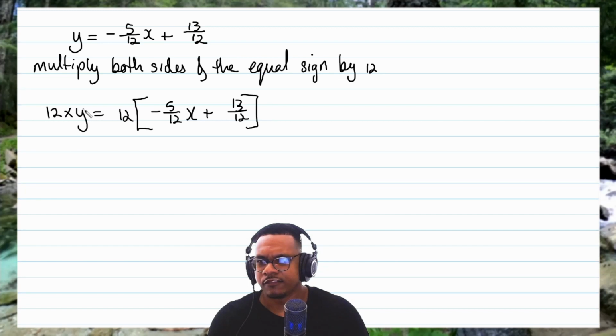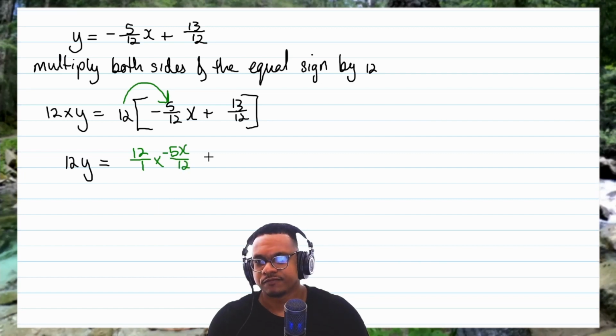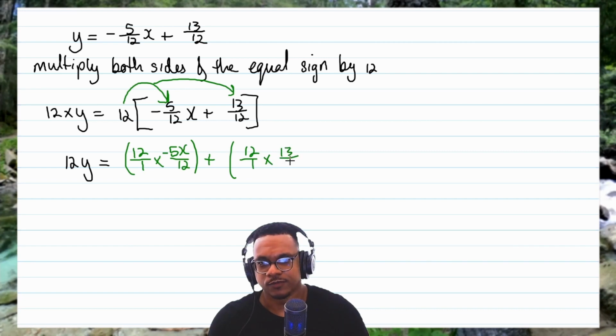So when I multiply 12 by y, I will get 12y. And that'll be equal to, when I multiply 12 by negative 5 over 12x, that's the same as 12 over 1 multiplied by negative 5x over 12, plus, and then I multiply 12 by 13 over 12, and that'll be 12 over 1 multiplied by 13 over 12. So as you can see, the 12s will cancel off each other.